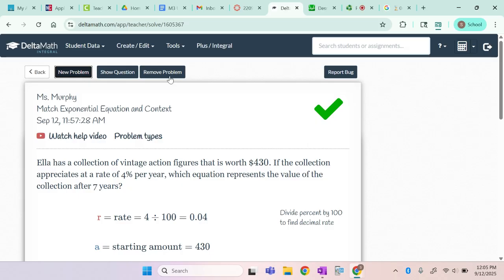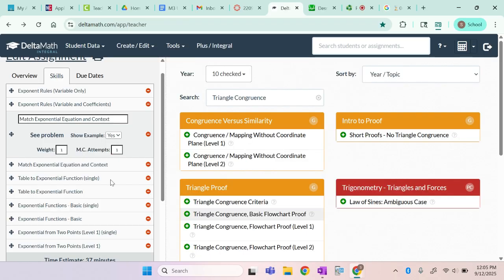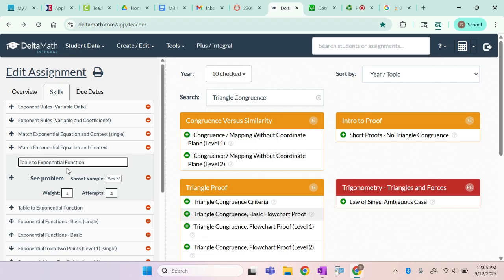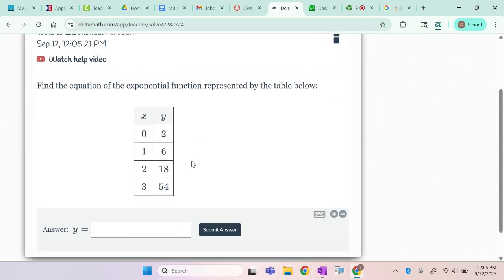All right, let's do another one. We're now going to do the one that says table exponential functions. It's the very first one that says that. So table to exponential function. It should look like this.